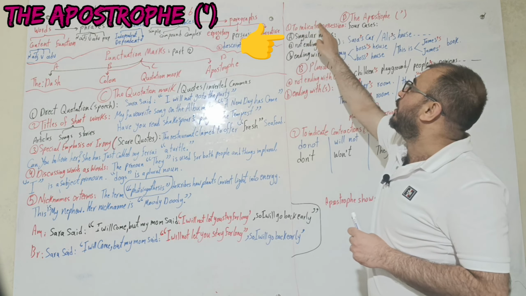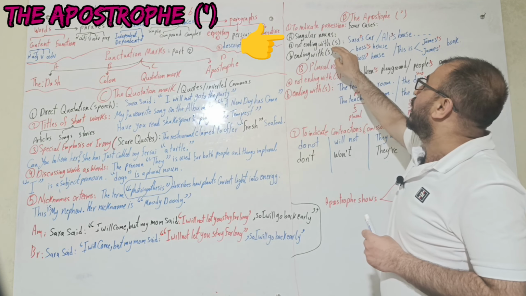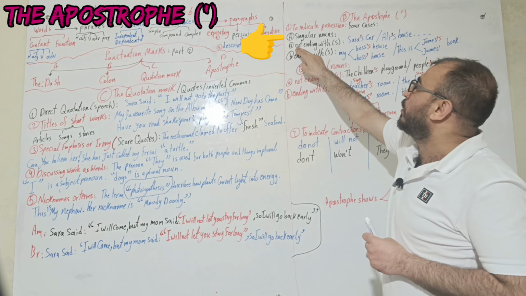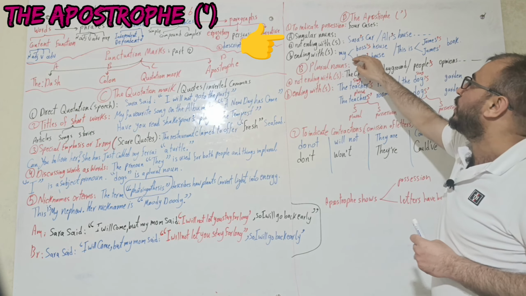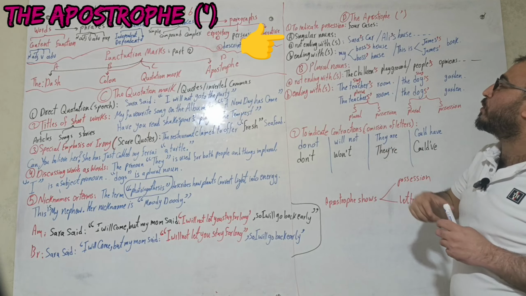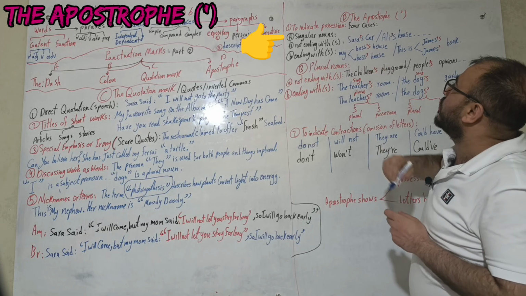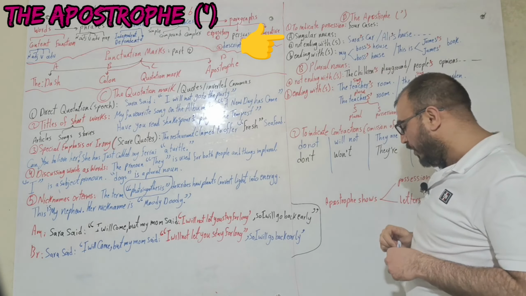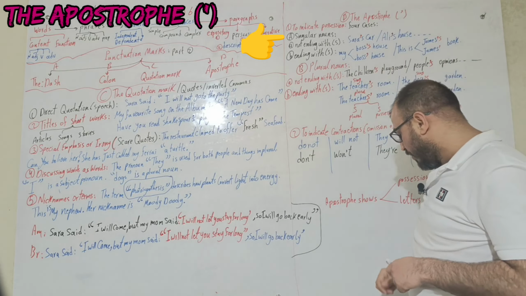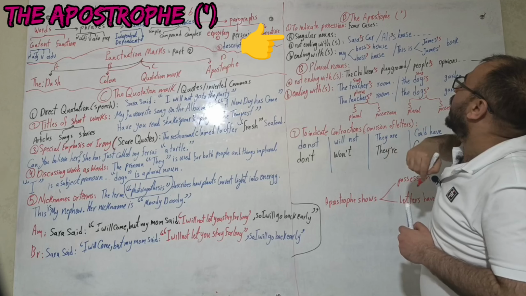The first one is for singular nouns. We have singular nouns not ending with S. Generally, when we want to use the possessive S, my friends, we add the apostrophe, then we use the S. And here we have Sarah's car, Ali's house.